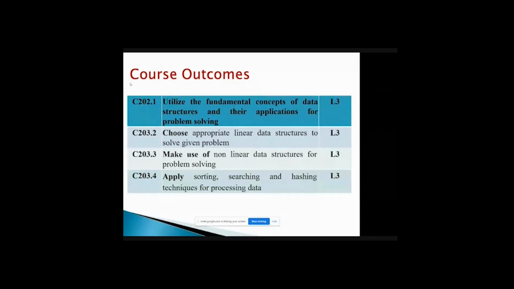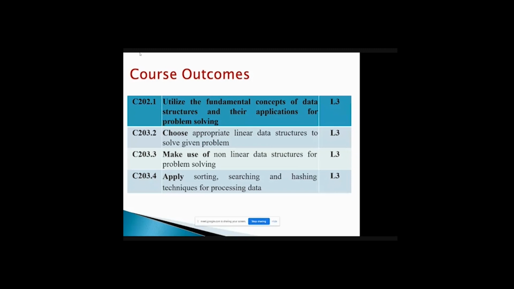So L1, L2, L3, L4, L5. Starting from remembering, then understanding, then apply, analysis, and design. So in total we have 5 levels: L1, L2, L3, L4, L5. In this course, we have defined 4 COs, which you can see on the screen.